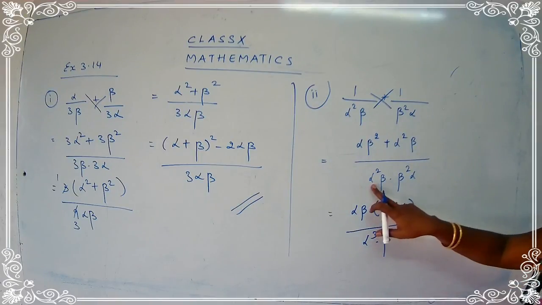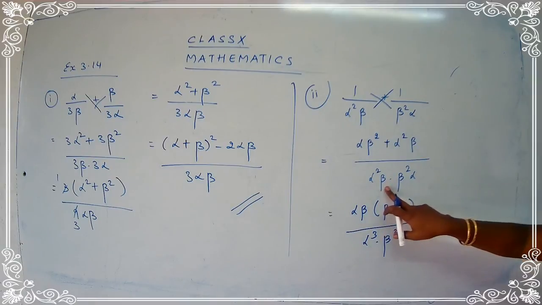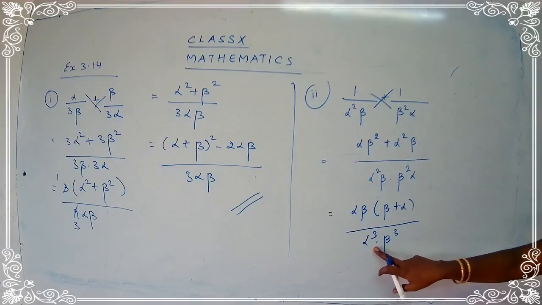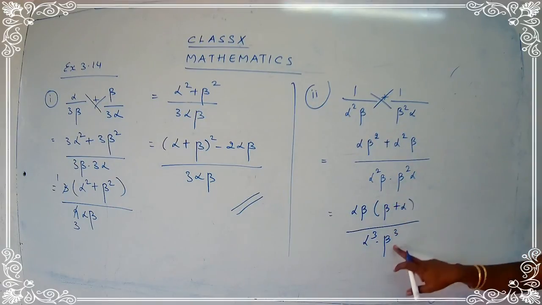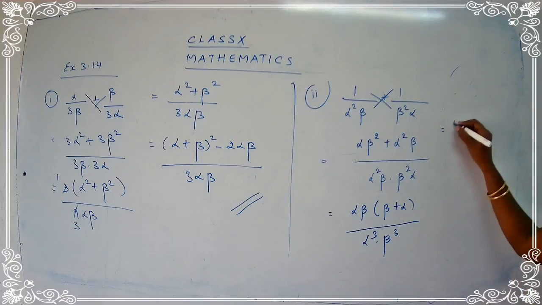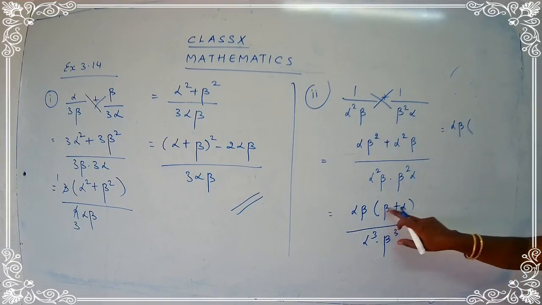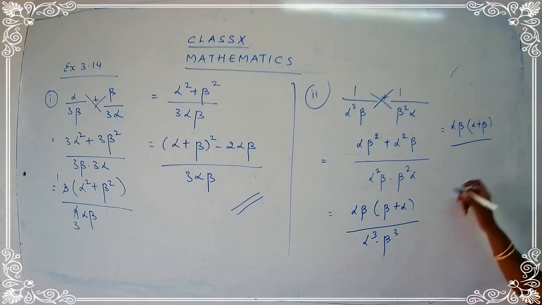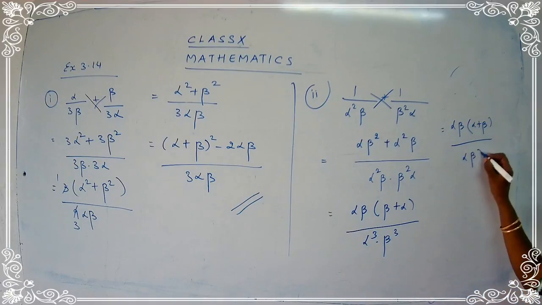Now what is in the denominator part? Alpha square beta into beta square alpha. So alpha square into alpha, alpha cube, beta into beta square, beta cube. Now we have still some more arrangements to be done. So this will be equal to alpha beta. Write down beta plus alpha as alpha plus beta upon, this is alpha cube into beta cube. So this will be alpha beta the whole cube. So alpha cube into beta cube. So how are you going to write alpha cube into beta cube? Alpha beta the whole cube.